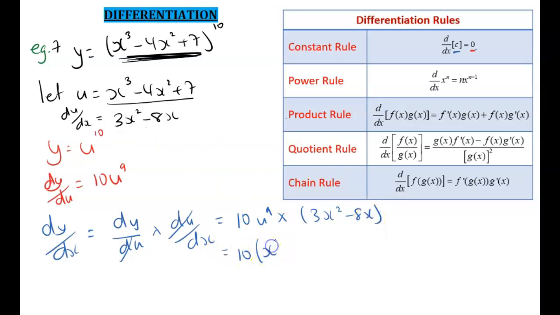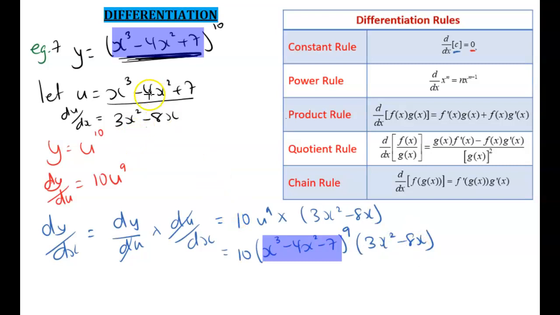What was u again? Remember, u is actually equal to all of this here. So that is why when I say use u to the 9, that is how I could get it back. I'll get 10u to the 9 here by this value here. Everyone, that is the answer for my 7th example.